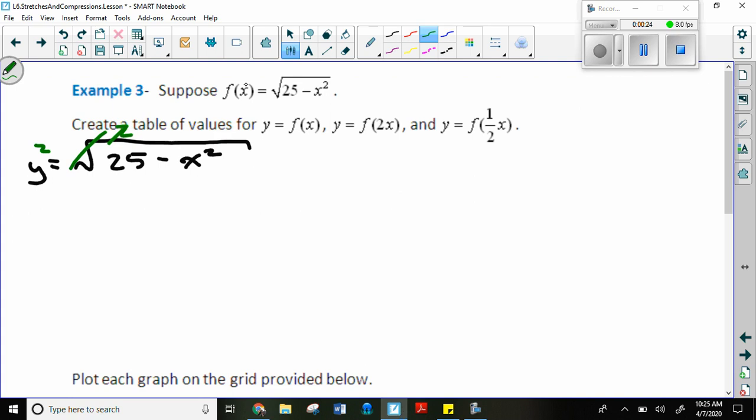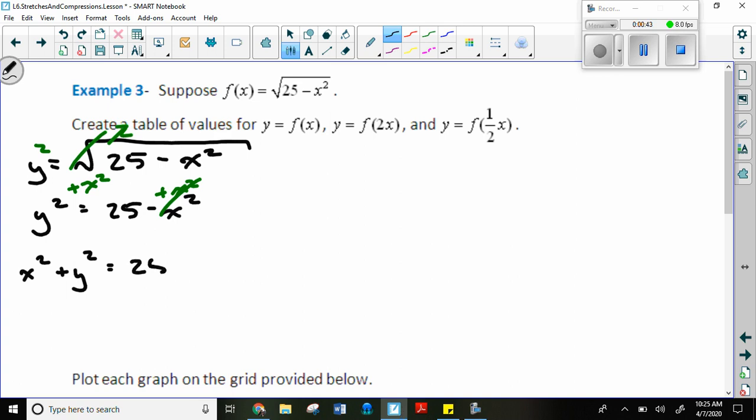But if you do it to one side, you have to do it to the other. So we get y squared equals 25 minus x squared. Then let's add x squared to both sides. So we end up getting x squared plus y squared equals 25. And the radius here is plus or minus 5 because we can graph into the negatives.